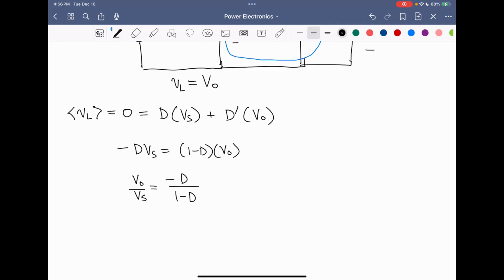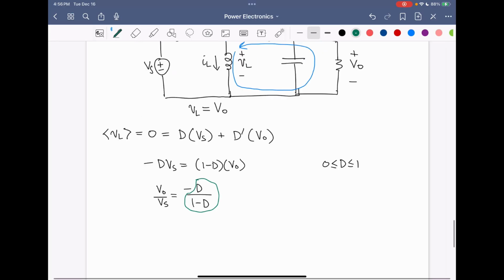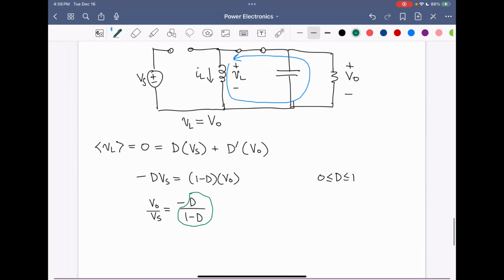So we can note, first of all, that because the duty cycle is always between 1 and 0, this quantity circled here is always positive. So this negative sign indicates that the output voltage has a polarity reversal compared to the input voltage. So the output voltage will be negative.